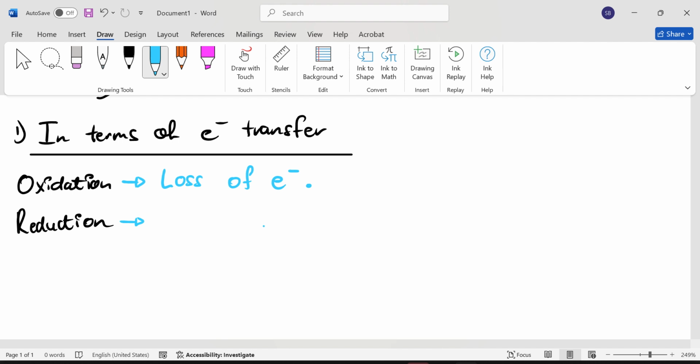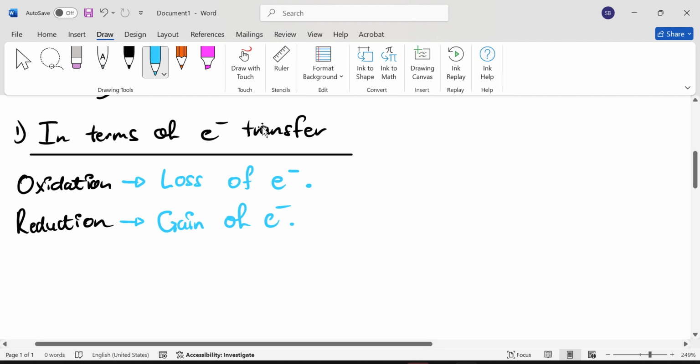So oxidation is the loss of electrons. Those electrons that have been lost are then gained by whatever it is that undergoes reduction. So reduction by definition is the gain of electrons, right? So one loses the electrons, the other one gains those lost electrons. I hope you're all on the same page on this one. Okay, it's as simple as that.